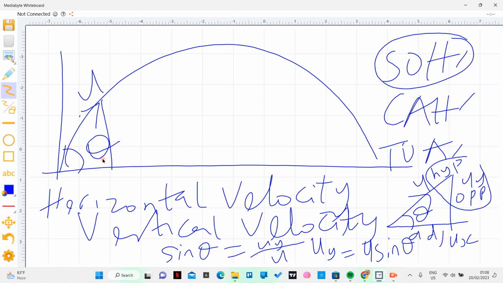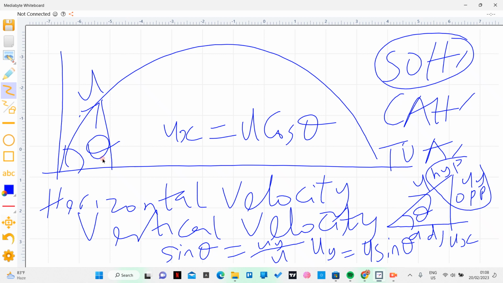So if you have your Uy to be U sine theta, your Ux will be U cos theta. If you have your Uy to be U cos theta, your Ux will be U sine theta. So as not to waste too much of your time in the exam, once you're able to determine what your Uy is, you know that your Ux will be the opposite of that, which is Ux equals U cos theta.